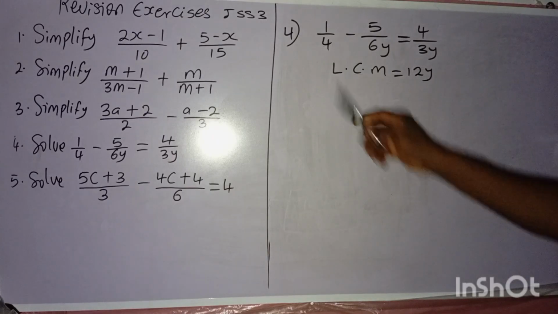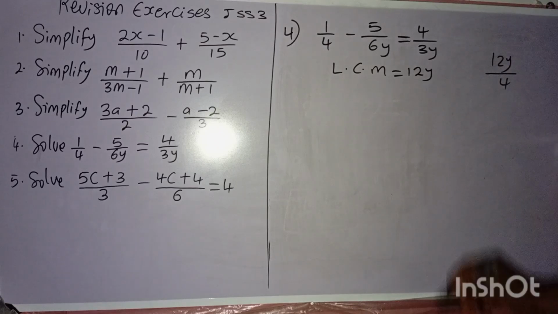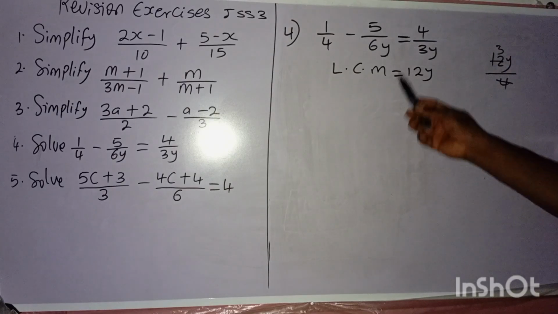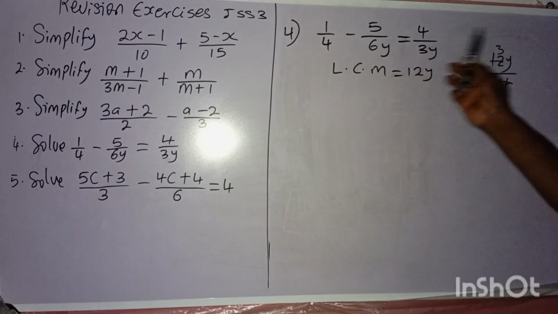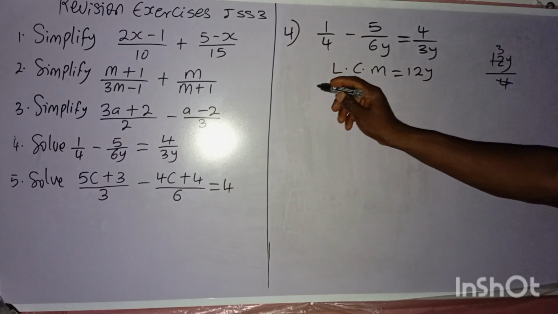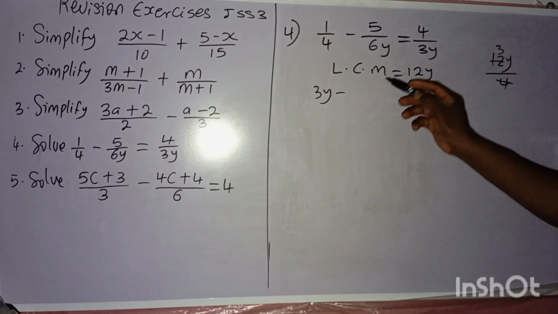12y divided by 4, like I said before. When you divide it, 12 divided by 4 will give us 3, so we are left with 3y. So let's take it again: 12y divided by 4 will give us 3y. So 3y multiplied by 1 will give us 3y. Then we'll move to the next.